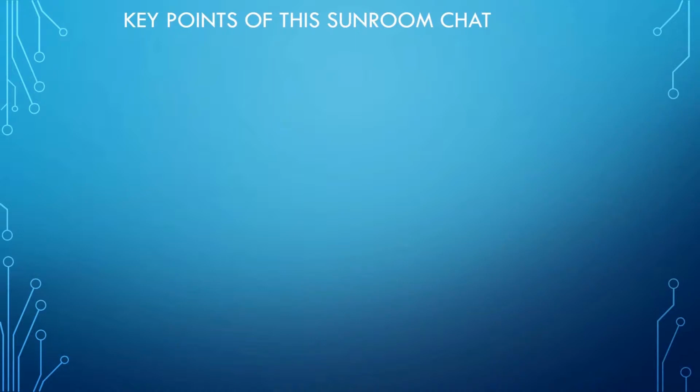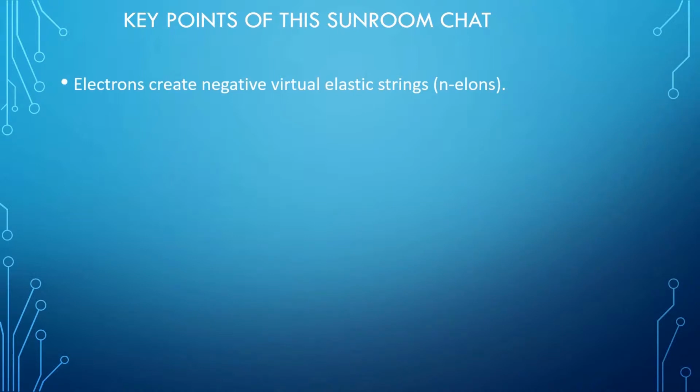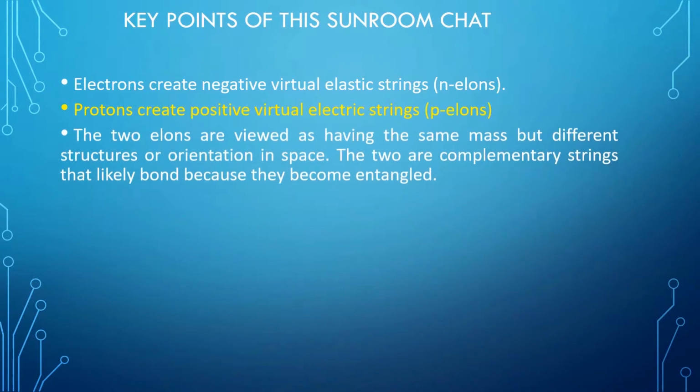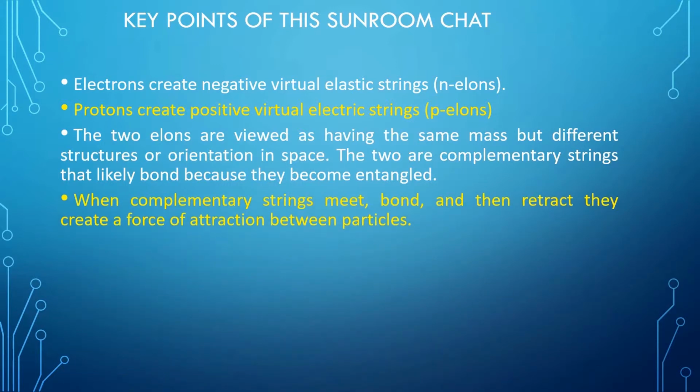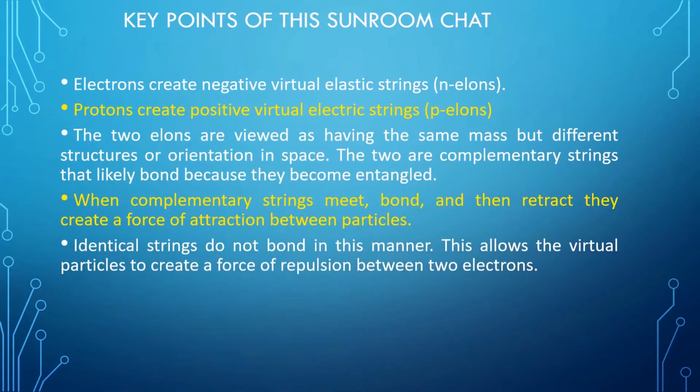On this slide, I have summarized some of the key points of today's discussion. Electrons create negative virtuoelastic strings, the anilons. Protons create positive virtuoelastic strings, the p-elons. The two elons are viewed as having the same mass but different structures or orientation in space. The two are complementary strings that likely bond because they become entangled. When complementary strings meet, bond, and then retract, they create a force of attraction between particles.